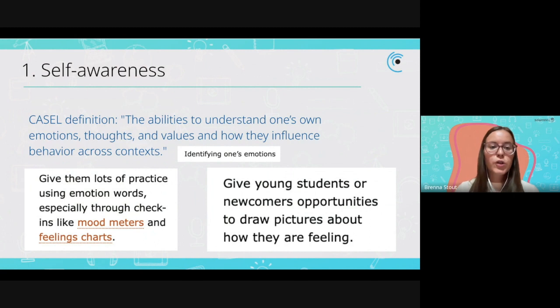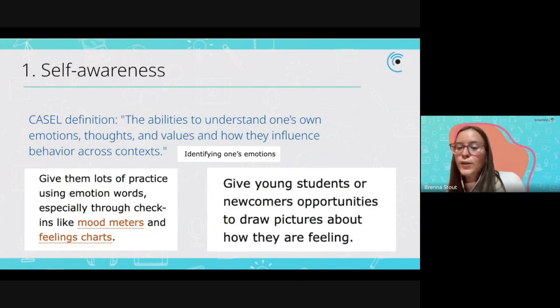Social emotional learning helps with self-awareness. It helps the ability to understand one's own emotions, thoughts, and values, and how they influence behaviors across contexts. One way that you might be able to do this in your classroom is identifying one's emotions, just like we did at the beginning of the webinar, when we looked at a mood meter and checked in with ourselves. We also had students draw pictures and share how they were feeling. Just being able to communicate that to those around them can really influence culture.